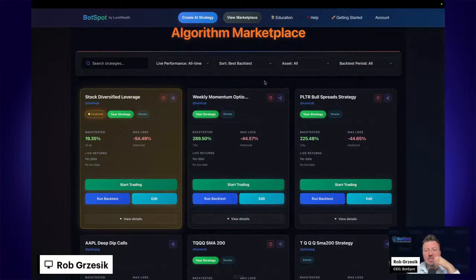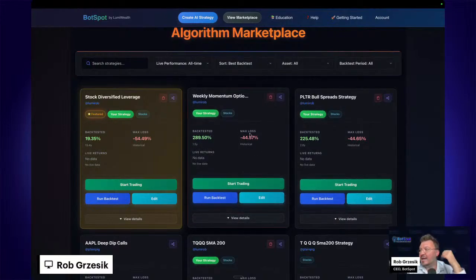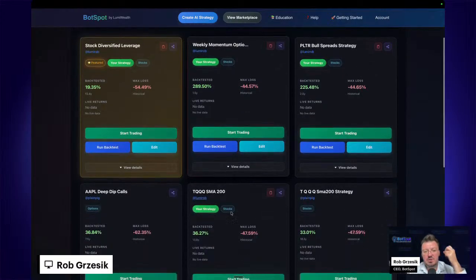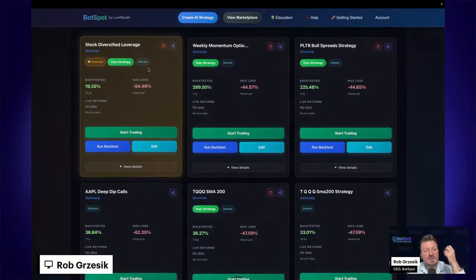Okay. And then also this weekly momentum options bot is here as well. This is the other one that I'm running too. So these are two that I'm currently using real money with. I've also been using real money with the stock diversified leverage. I've had money in that for years now. And this one's been doing quite well. So these are the three that I'm trading.